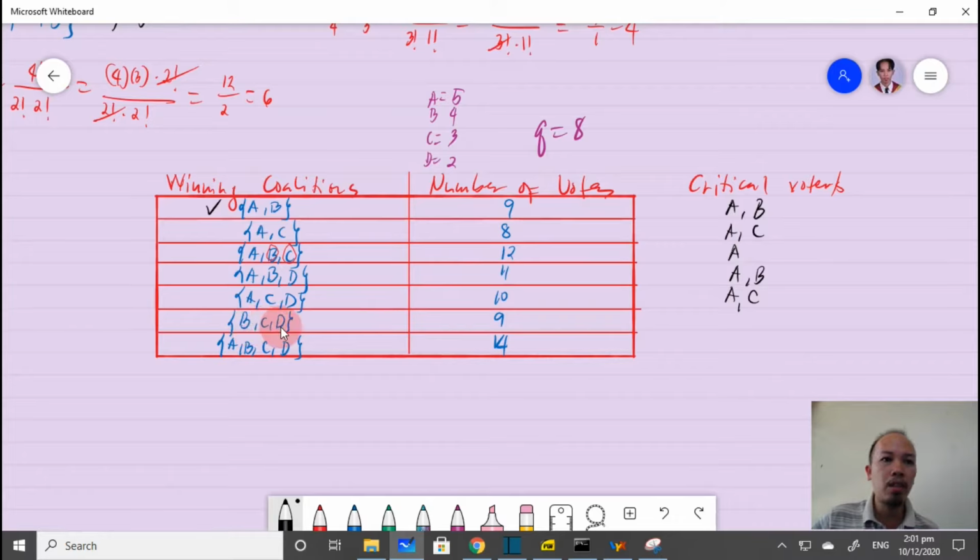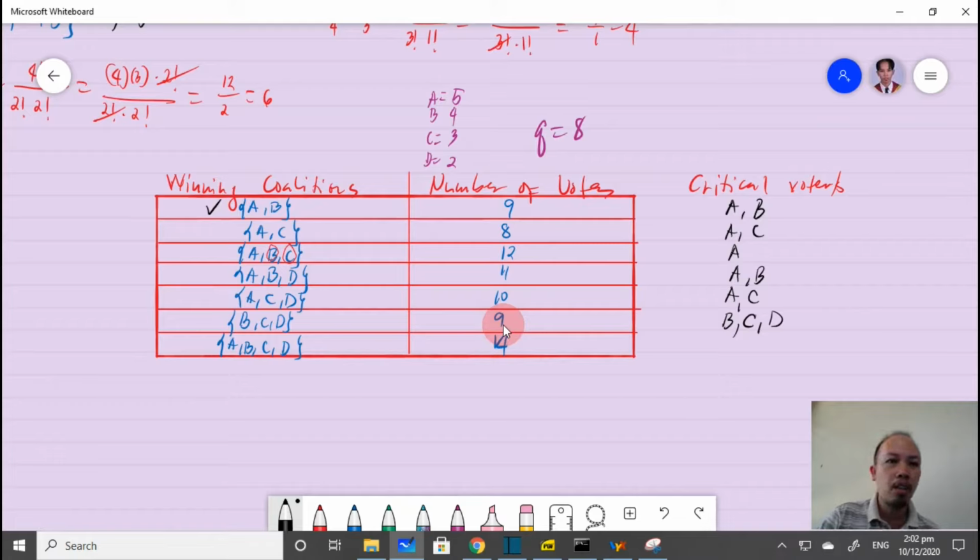How about here? B, C, D. If I take out B here, which is 4, so critical because 9 minus 4 is 5. So B is a critical voter. C here, C is 3. 9 minus 3 is 6. So we have here C also is a critical voter. D, 9 minus 2 is 7, which is also not greater than or equal to 8. So therefore, D is a critical voter.